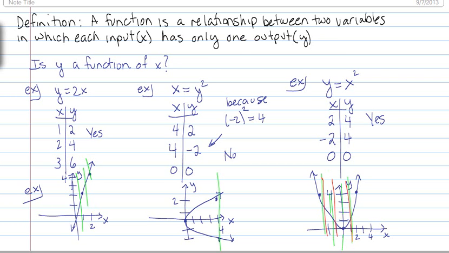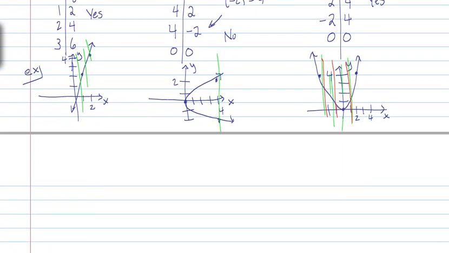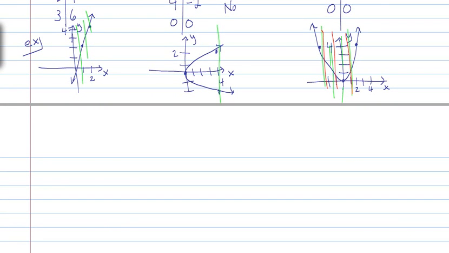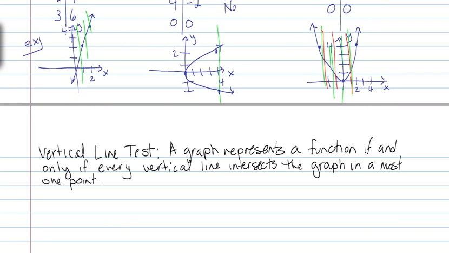So let's go to the next page and write down that definition. A graph represents a function if and only if every vertical line intersects the graph in at most 1 point.